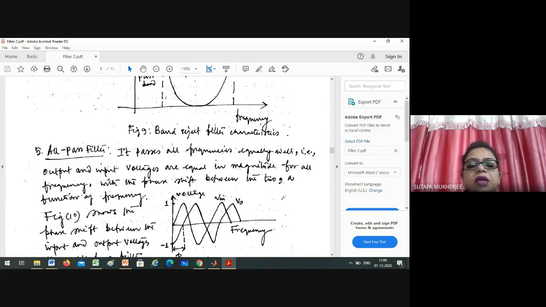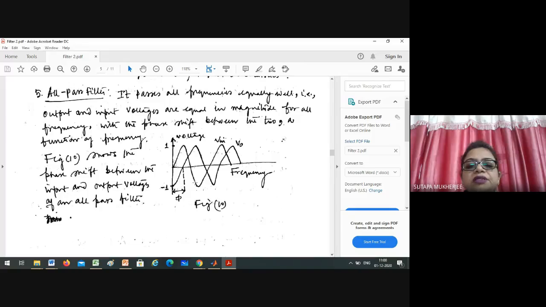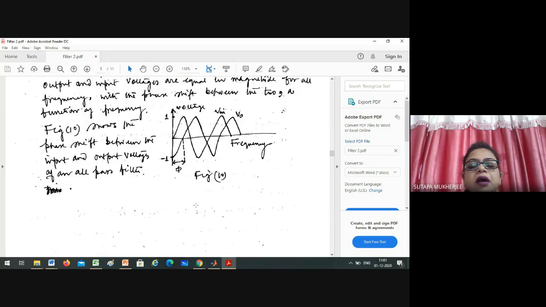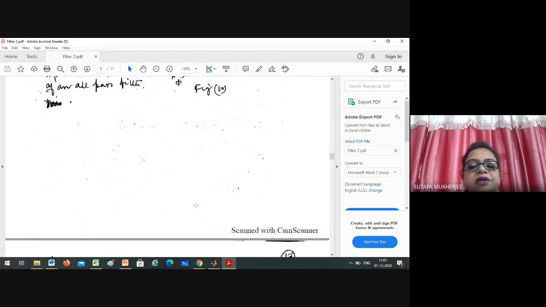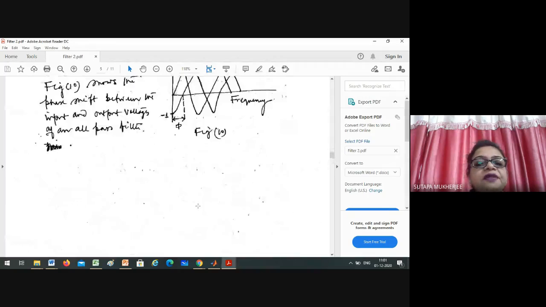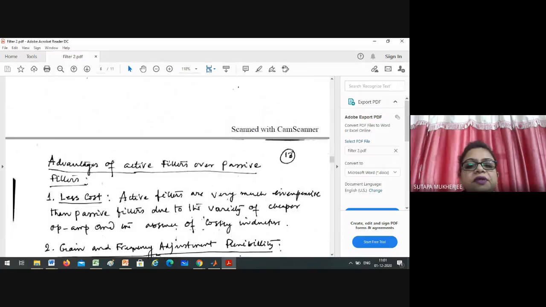That is, the output and input voltages are equal in magnitude for all frequencies, with the phase shift between the two a function of frequency. So this is the voltage V in, and this is the output voltage, that is V out. This figure shows the phase shift between the input and output voltages of an all pass filter. In detail it will be explained later on. This is the basic definition of all the types of filters.